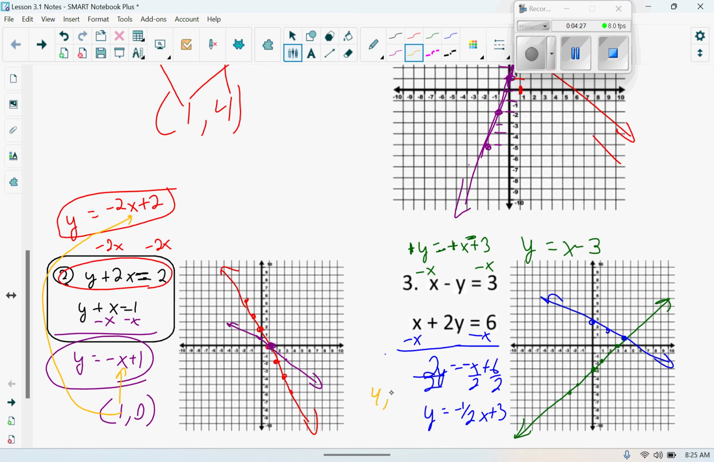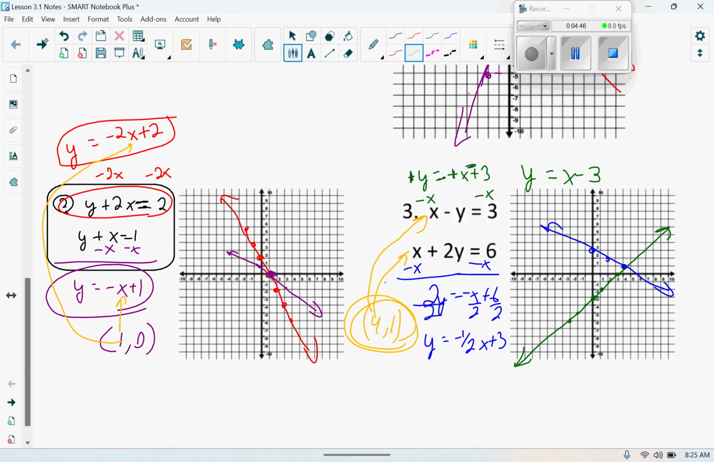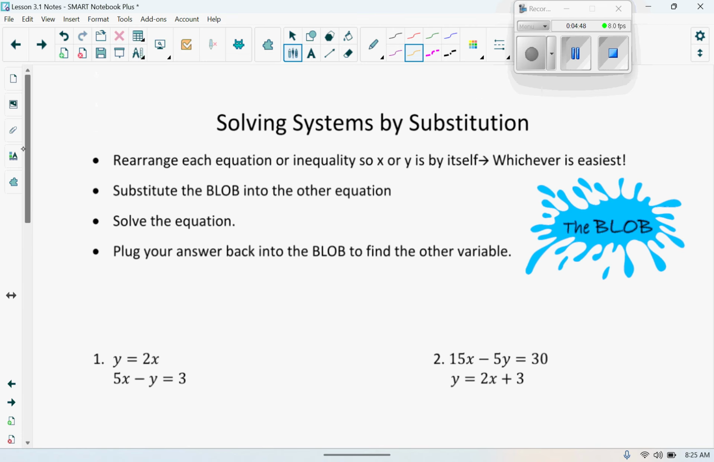And again, if I'm not sure I did a great job graphing, I'm going to go ahead and double check it. You could plug it in wherever you want. So I could plug it in here. 4 minus 1 is 3. That works. And then 4 plus 2 is 6. Yes, so I know 100% that that's the correct answer. Okay, let's go to the next page.